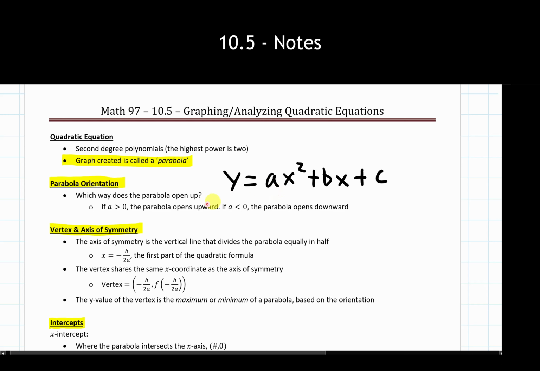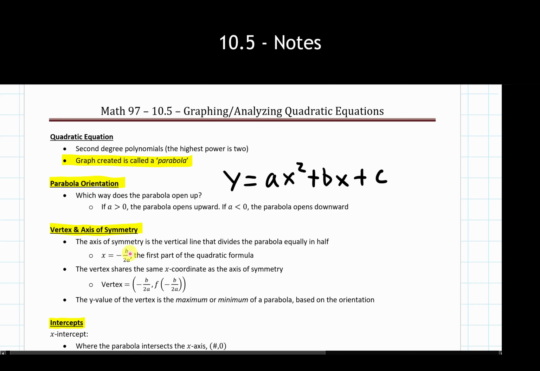If this a value is greater than 0, meaning it's positive, then this parabola opens upward. If the a value is less than 0, then the parabola opens downward. We get that upside down U or an n or something to that effect. And congratulations, that's all we look for with this a value. That tells us if this thing's opening up or opening down, and that's all there is to it. Not a whole lot beyond that.